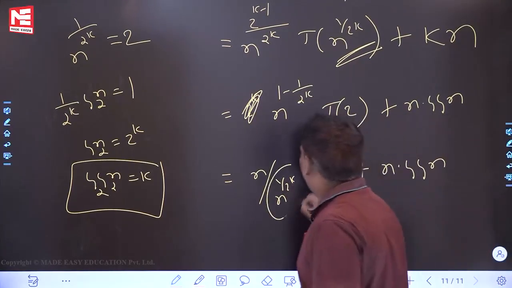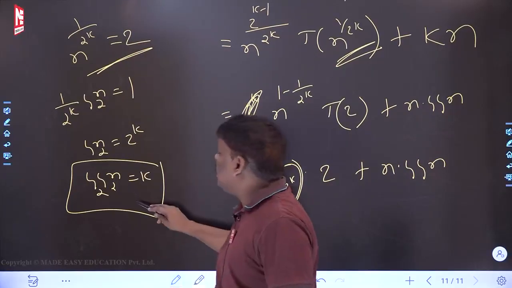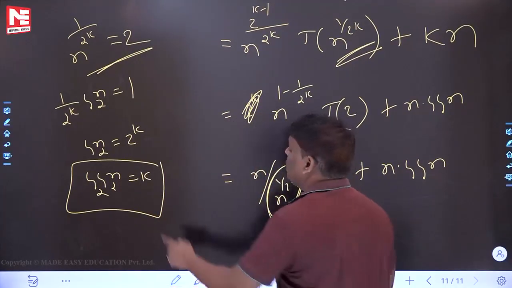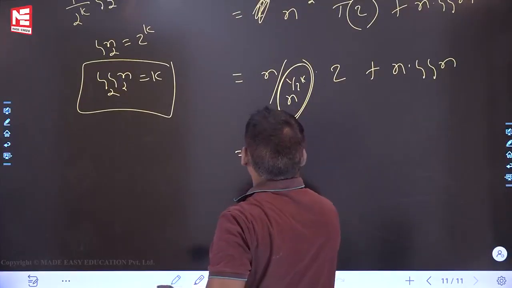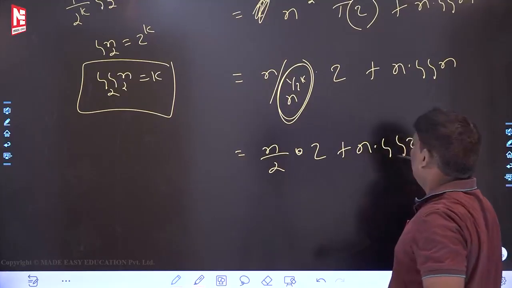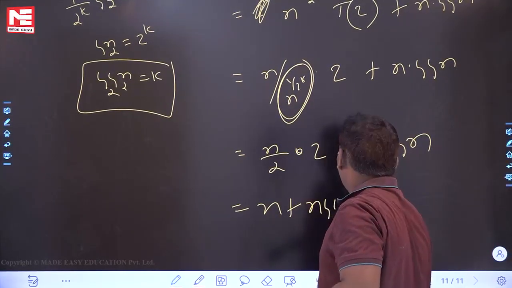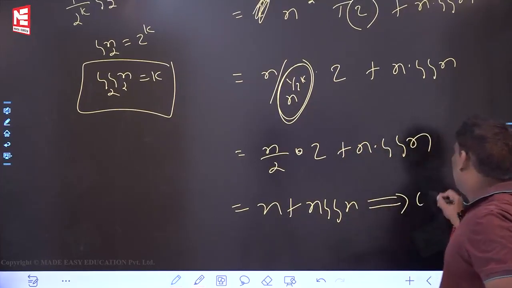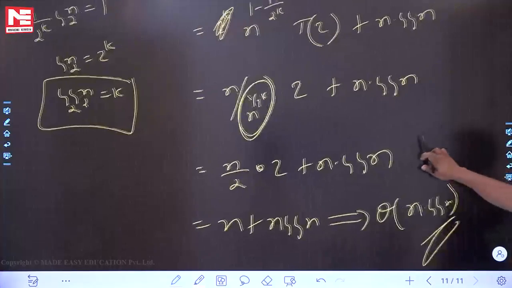Can you help me? What is this value? This value 2 you know. See this. From there only k came. If you want you can replace k by log n, same thing will come. Right? This will become n by 2 into it is a 2 plus n log n. 2 cancel. What is the answer? N plus n log n. Finally answer theta of n log n. To this problem answer is n log n.